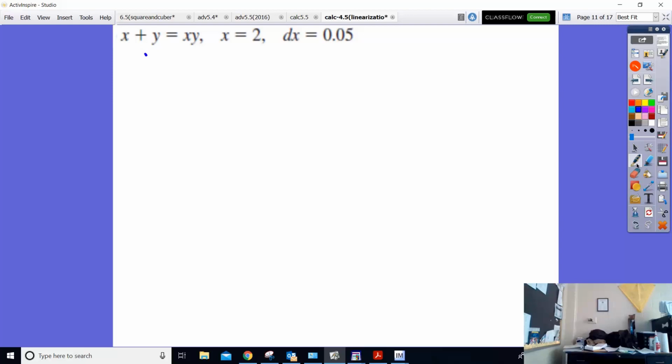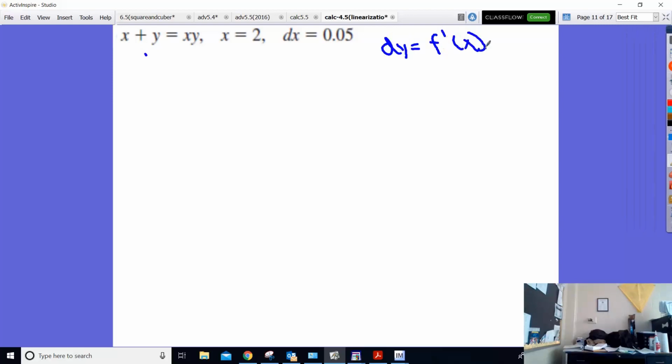So again, we've got our simple theorem here. dy is f prime of x dx. What's dx? 0.05. Okay, that's going to go there. And we're going to let this x be there. I can find the derivative. So let's find the derivative. We can call it y prime, f prime, I don't care.